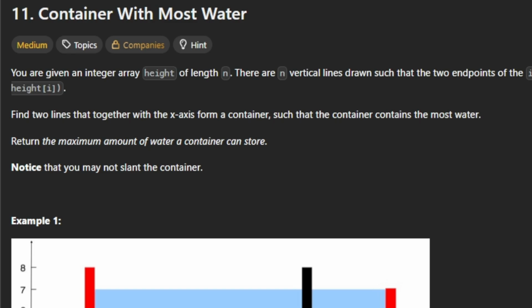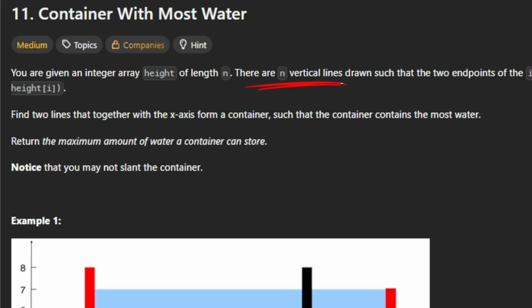Right, next up is a problem I already love because I think it was the first medium problem that I truly understood when I was first learning. Container With Most Water. It's a classic two-pointer problem that looks tricky at first, but has a beautiful, intuitive solution.